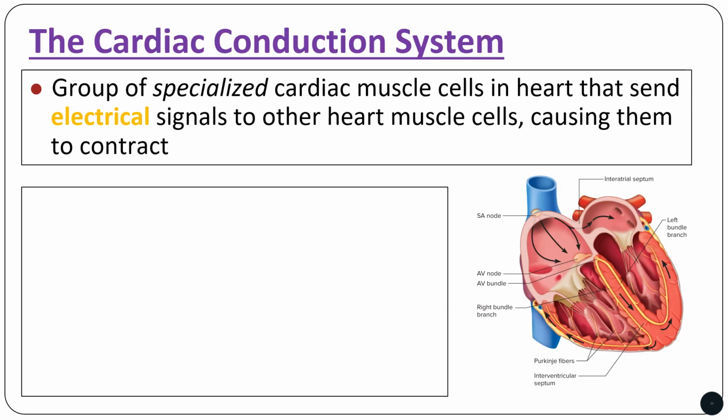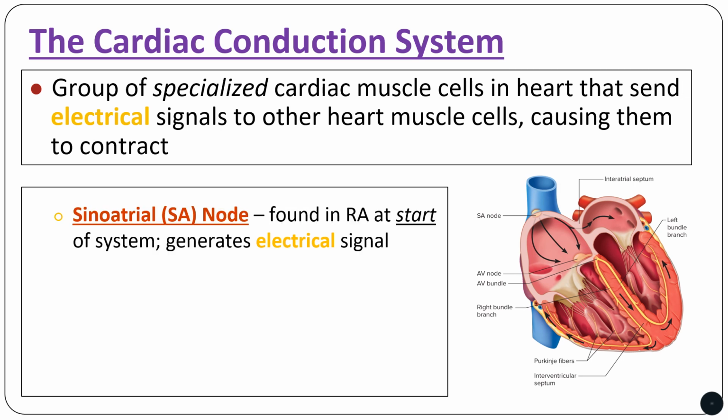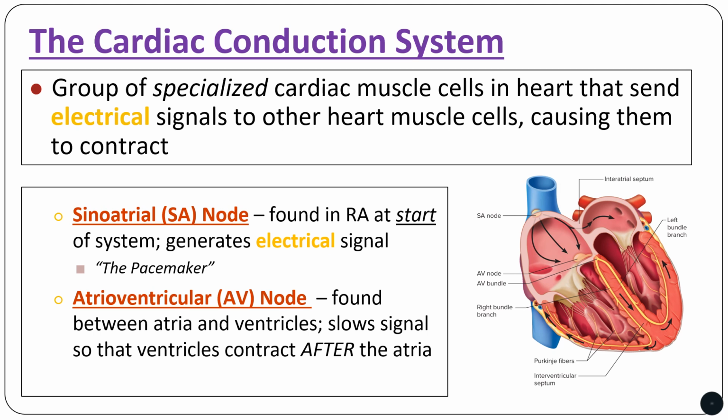As far as the heart conduction system, remember this is just a specialized group of cardiac muscle cells in the heart that are going to send electrical signals to the other heart muscles, causing them to contract. We have the SA node that's going to be found in the right atrium. This is going to be the start of the system. This is the node that actually generates the electrical signal. We refer to this as the pacemaker of the heart.